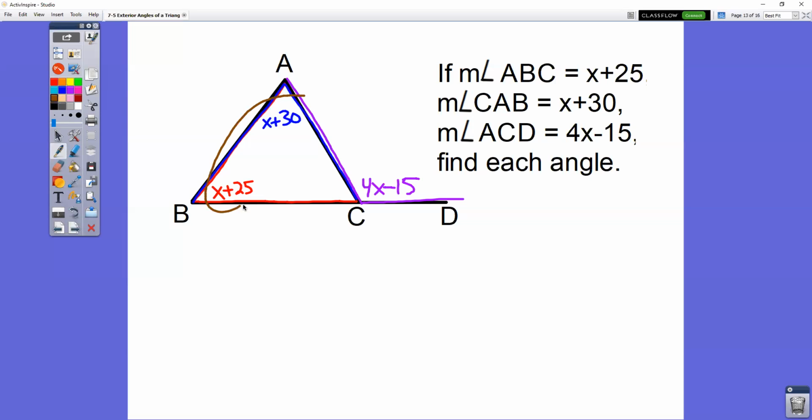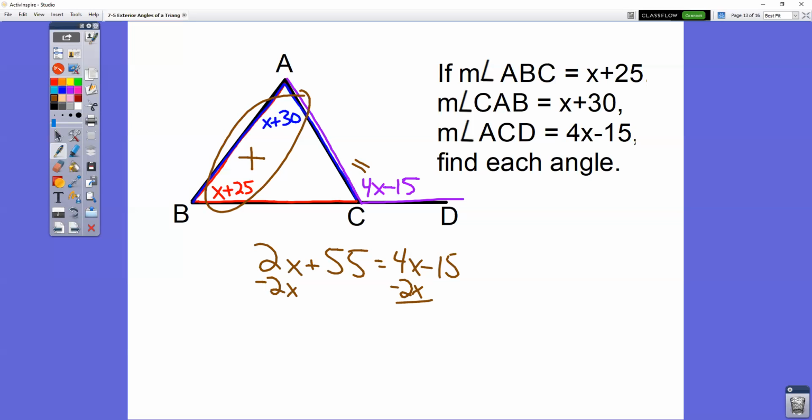These two inside angles added together equals that outside angle. So we have a 1x and a 1x, which is 2x. We have a plus 30 and a plus 25, so that's plus 55, equals this outside angle of 4x minus 15. You have letters on both sides. I like working with the smaller of the two letters first. Minus 2x, minus 2x. Now it's just a two-step equation, plus 15, plus 15.